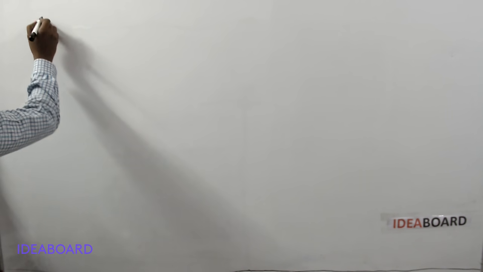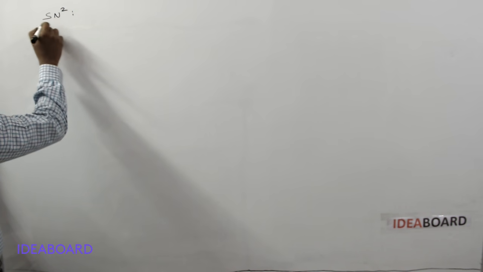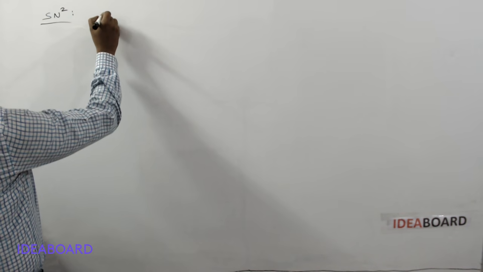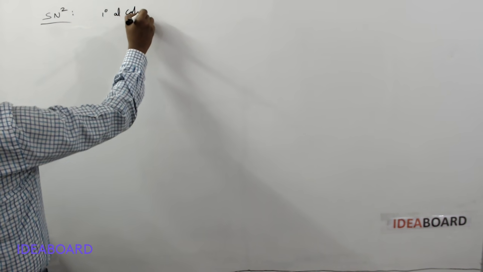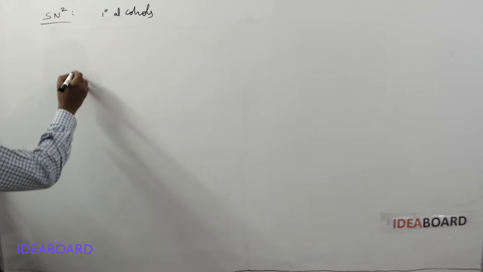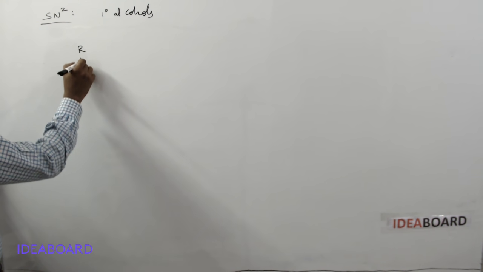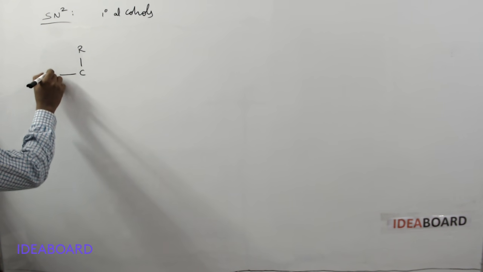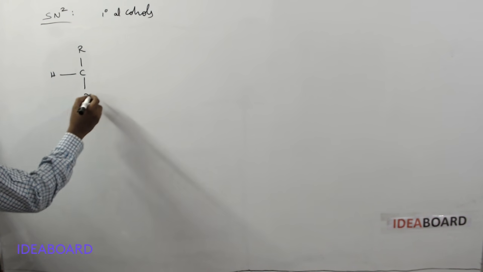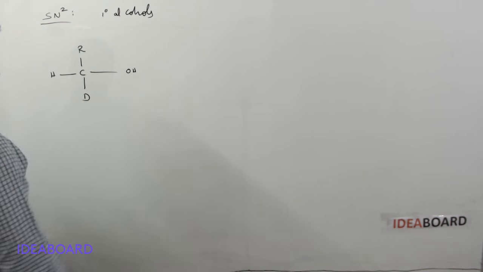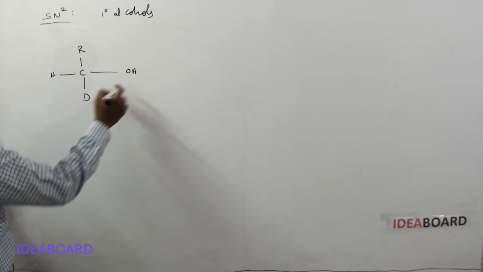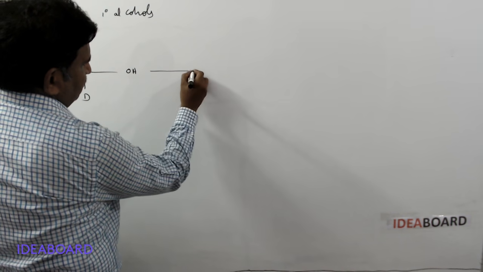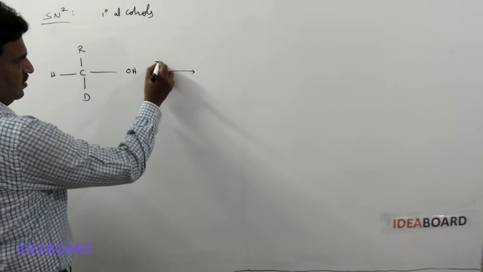Next, SN2 mechanism, or a bimolecular nucleophilic substitution reaction. Here this is mainly shown by the primary alcohols. Suppose a primary alcohol, I am taking an example of R, C, H, and here it is D, and this is an OH group. D means a deuterium, heavy hydrogen. Now this is reacting with ZnCl2.